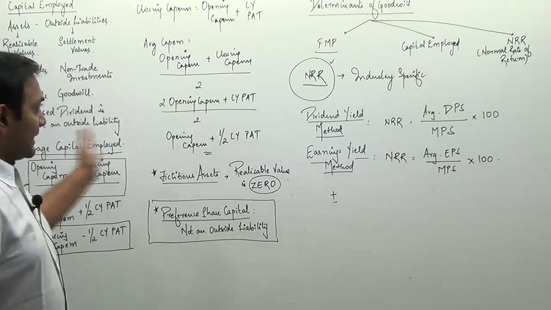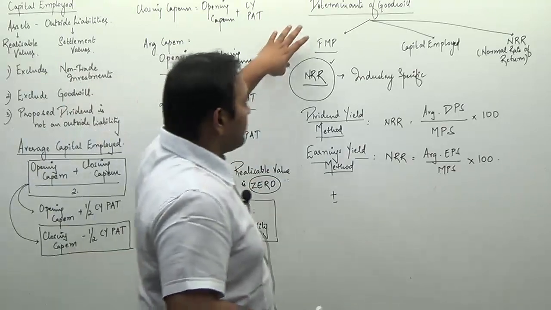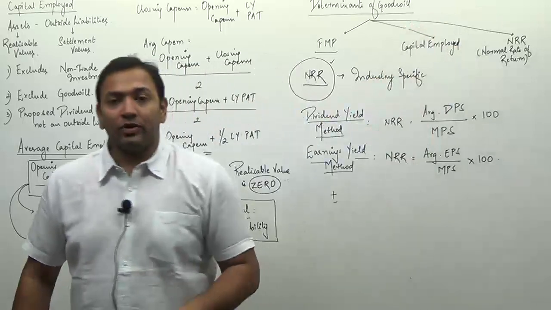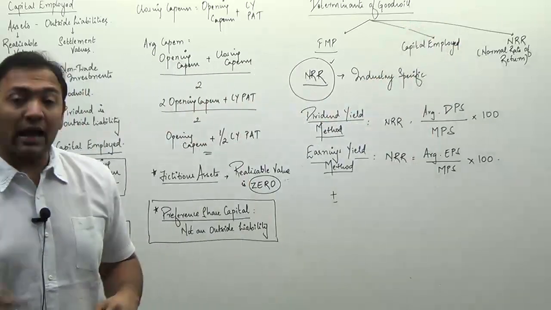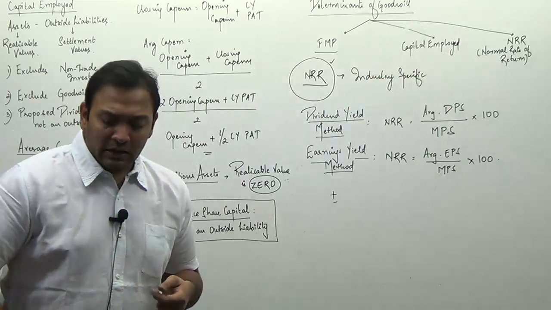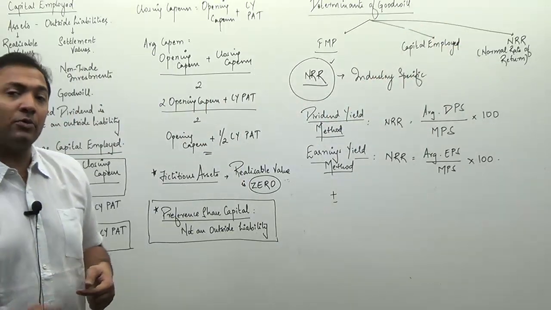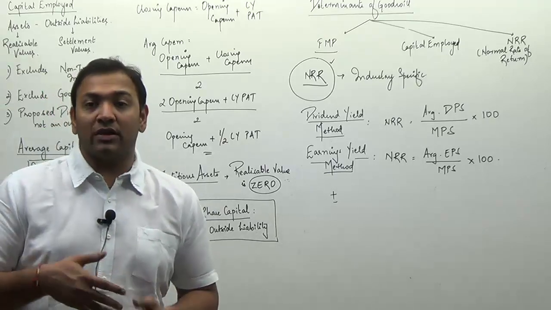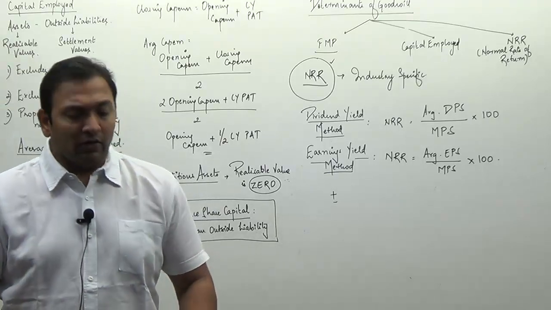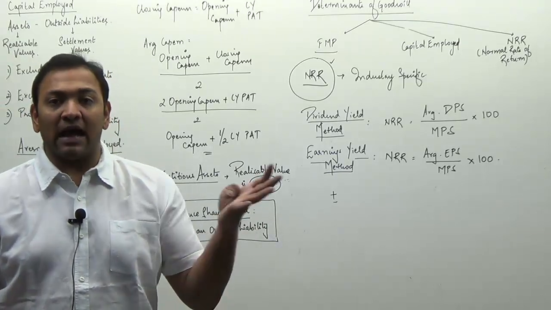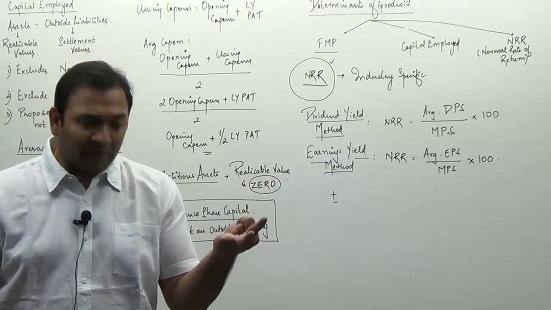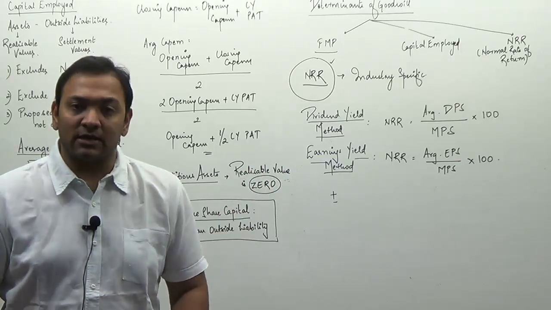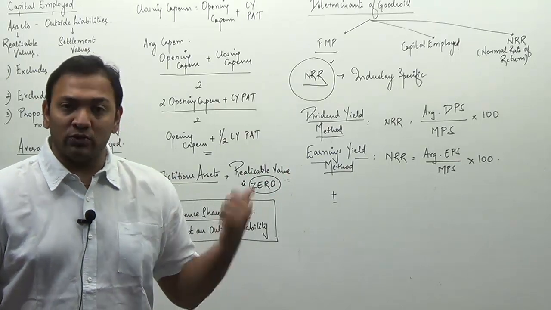So, we have seen three determinants for computation of goodwill. One was the FMP, next one was capital employed, and last one was NRR. Using these three determinants, we have the computation of goodwill. Now, before we go into the various methods of computation of goodwill, I don't think the methods are anything new to us. We have seen valuation of goodwill by the average profits method, by the super profits method, by the annuity method, and also the capitalization method. The same four methods I'll use here.